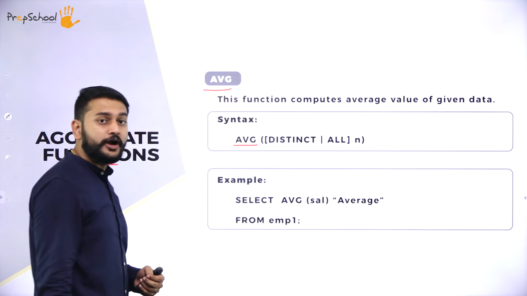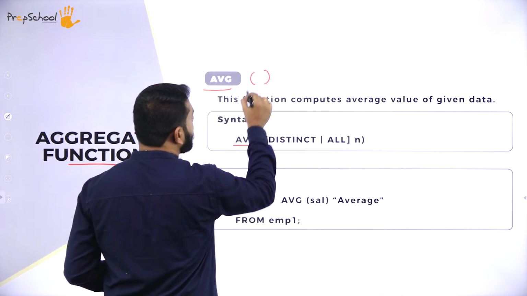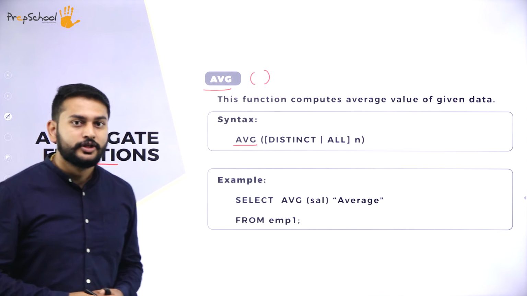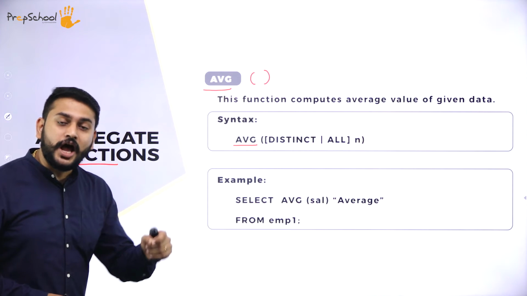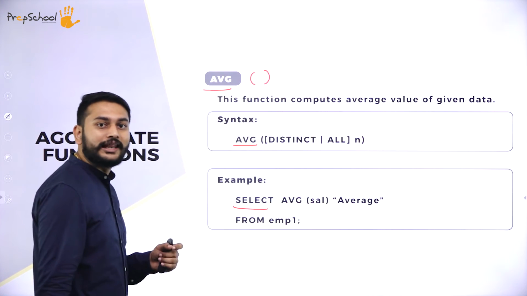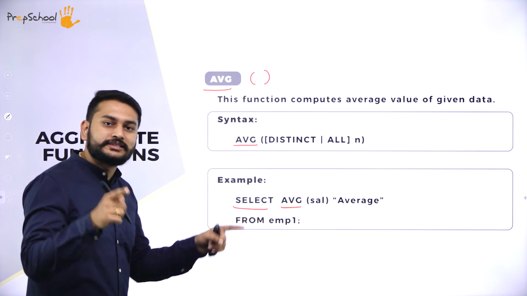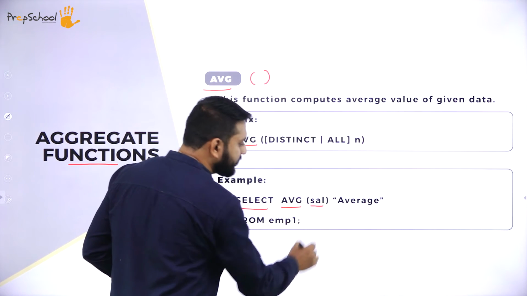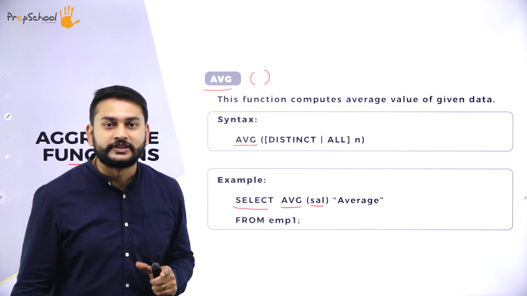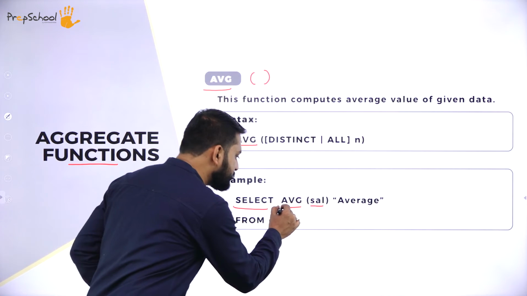As I told you, AVG is a function, so you should remember to write it like this: AVG followed by an open parenthesis and a close parenthesis. How do I use this? Please understand here. I will give SELECT, and then AVG with sal within the parenthesis. What is this sal? Sal is the name of the column. I'm passing that as a parameter for this particular function.